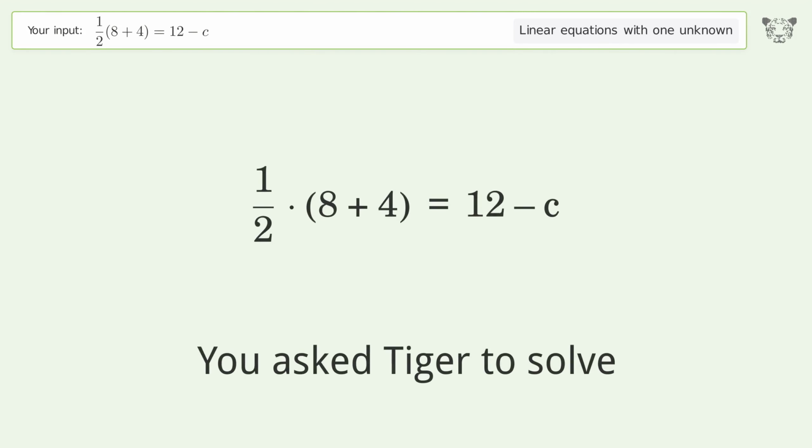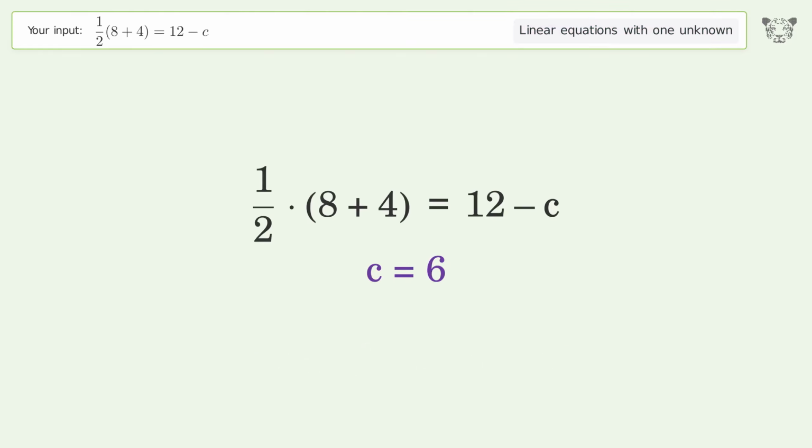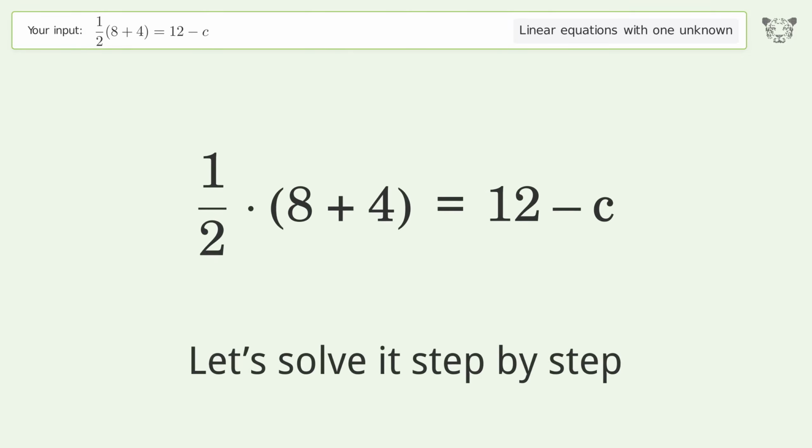You ask Tiger to solve. This deals with linear equations with one unknown. The final result is c equals 6. Let's solve it step by step.